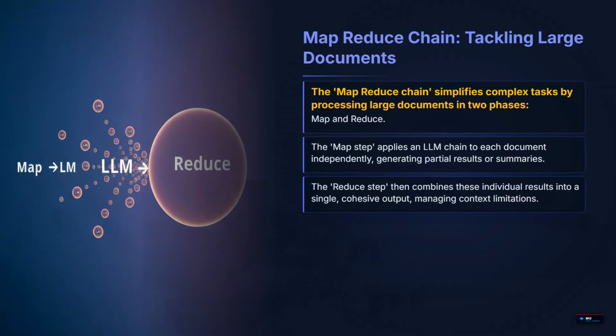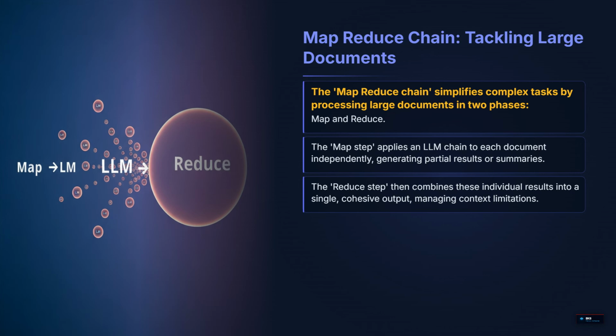For truly massive documents or many documents where a single prompt won't suffice, the map-reduce chain offers an elegant solution. It breaks down the problem, just like a team of artisans working on a large piece of art. The map step processes each part independently using an LLM. Then, the reduce step takes all those individual outputs and combines them into a single, coherent response. This approach effectively bypasses token limits, allowing your LLM to handle extensive data by processing it in chunks and then synthesizing the results.